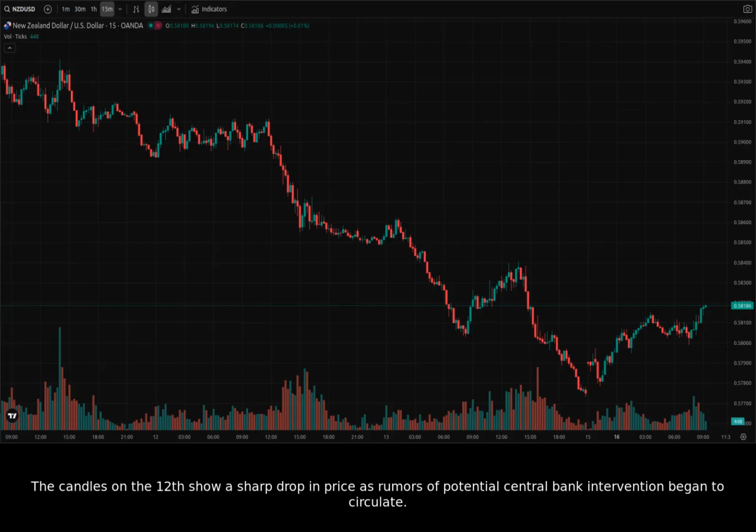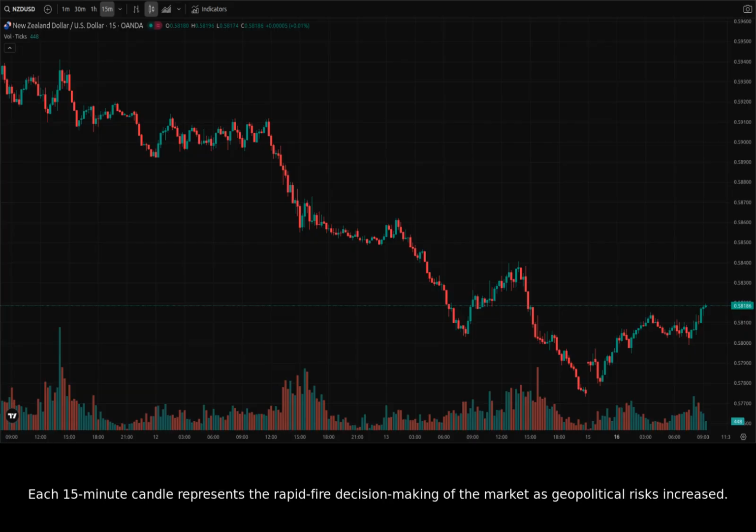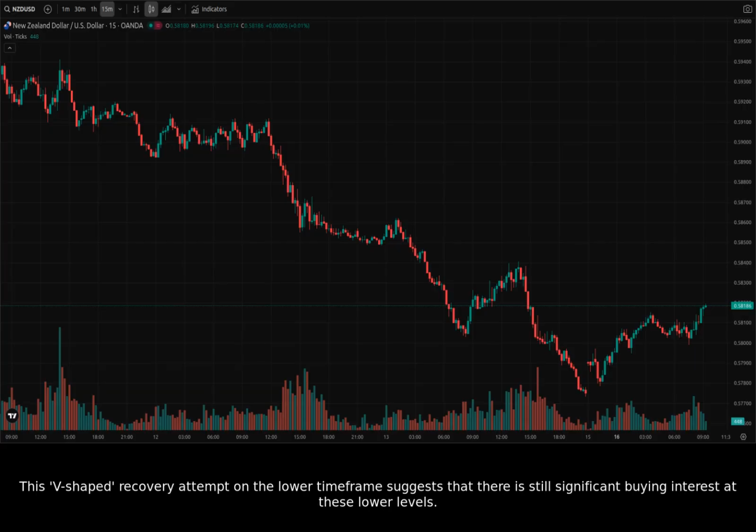The candles on the 12th show a sharp drop in price as rumors of potential central bank intervention began to circulate. Each 15-minute candle represents the rapid-fire decision-making of the market as geopolitical risks increased. The low of 0.5758 was touched briefly on March 13th before we saw the current recovery effort begin. This V-shaped recovery attempt on the lower timeframe suggests that there is still significant buying interest at these lower levels.